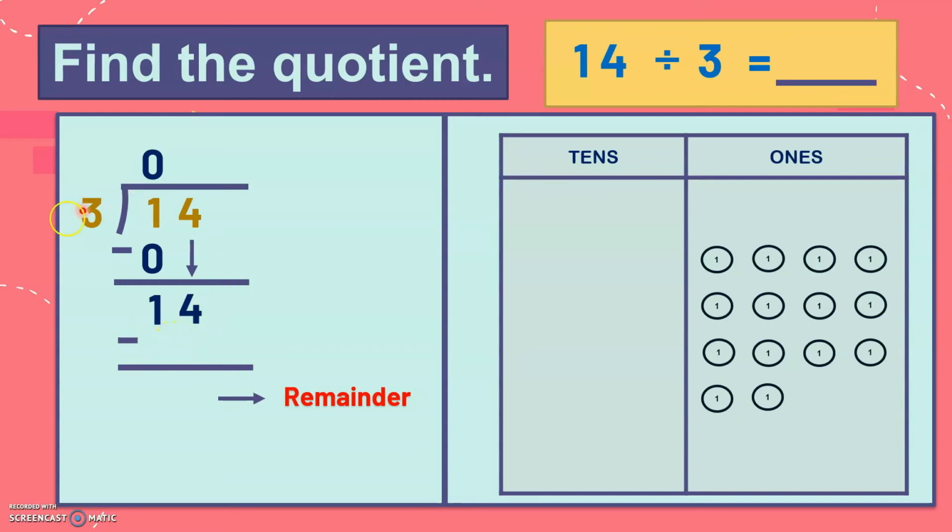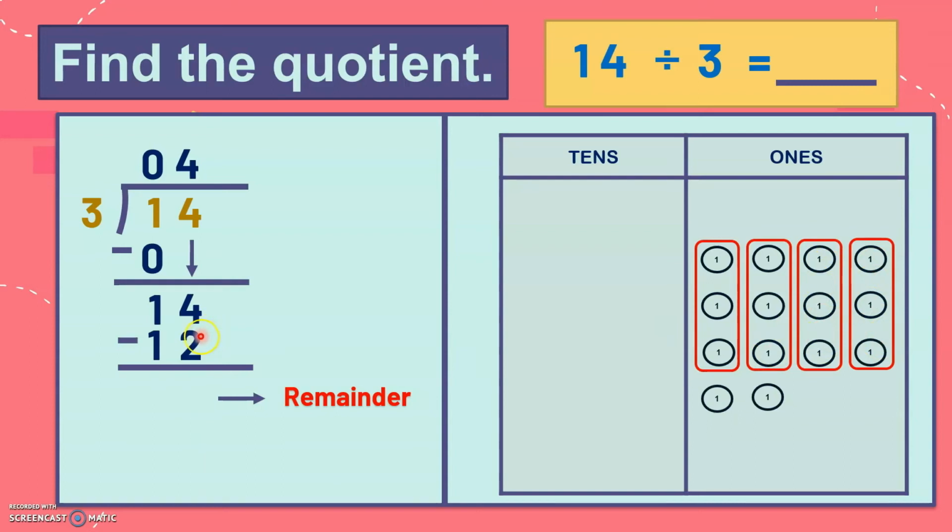divided into 3. So let's see. 1, 2, 3, 4. Okay? Because we need to divide them equally into 3. So 1, 2, 3, 4. So we have 4 groups of 3. So 4 times 3, the answer is, let's count. 1, 2, 3, 4, 5, 6, 7, 8, 9, 10, 11, 12. So our answer is 12.